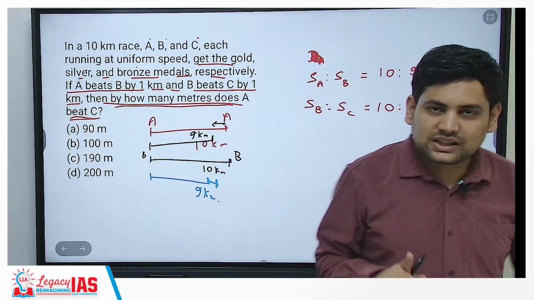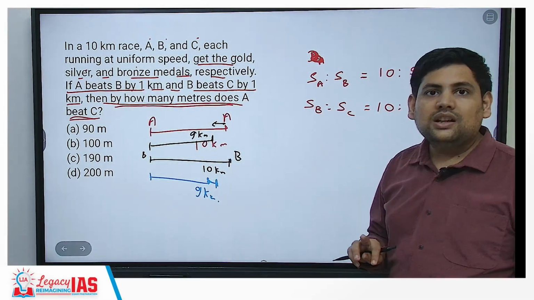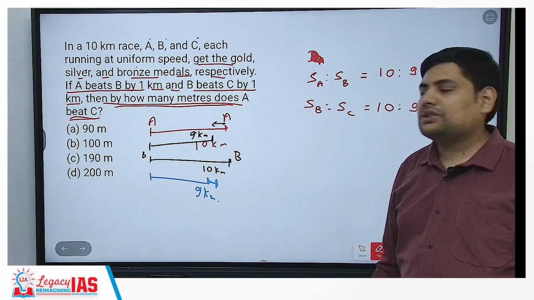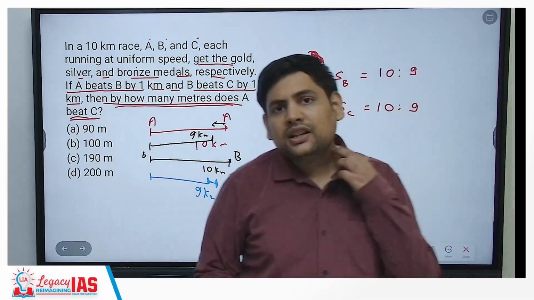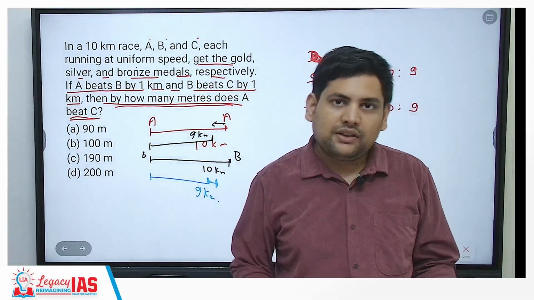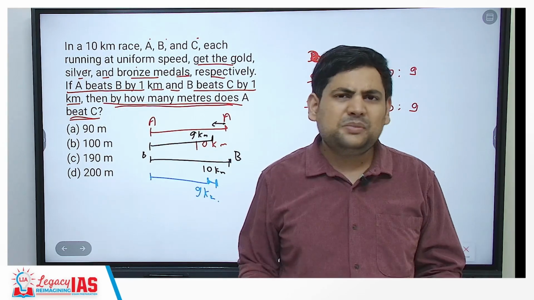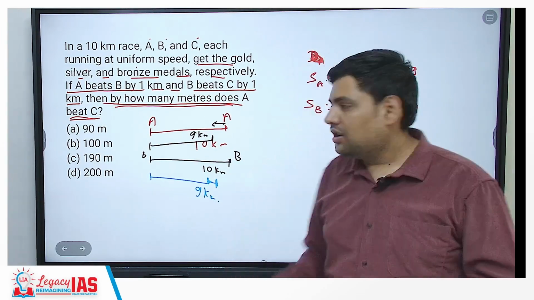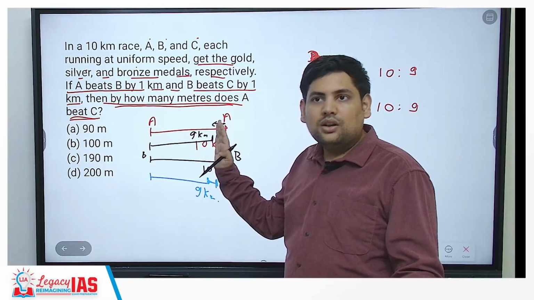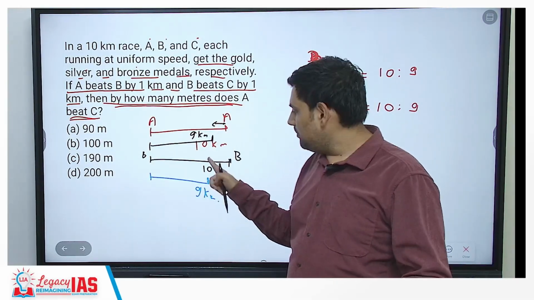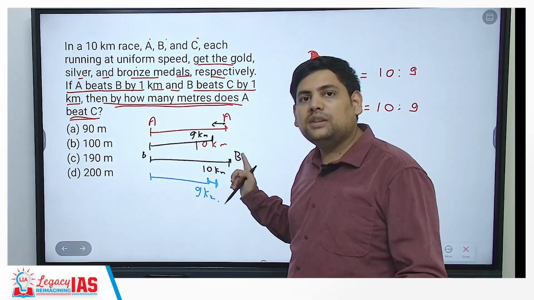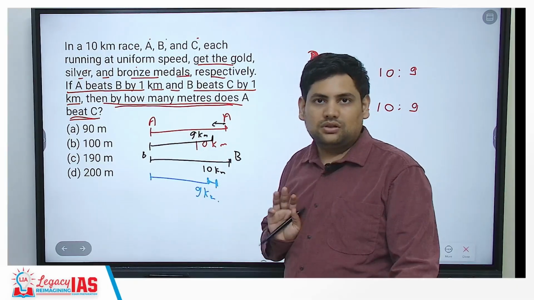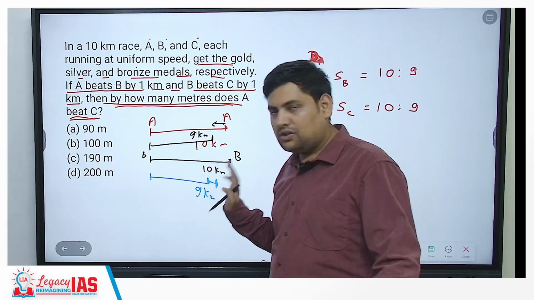Now if A and C are competing, then by how many meters will A beat C by? Okay, now some people might think that because A is beating B by 1 kilometer and B is beating C by 1 kilometer, so A beats C by 2 kilometers. This is wrong. Why this is wrong? Because till here B has not completed the race. When B completes the race, then only you can say B beats C by 1 kilometer. If B has also not completed, we don't know clearly. Correct? So that's why you have to go this way.